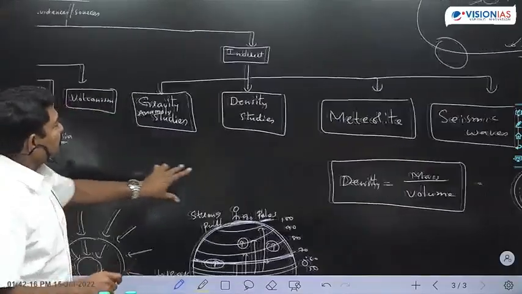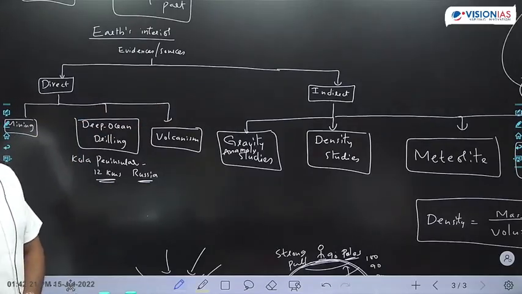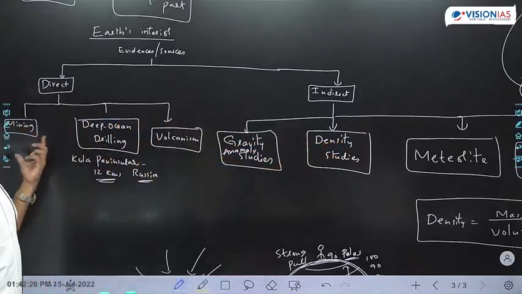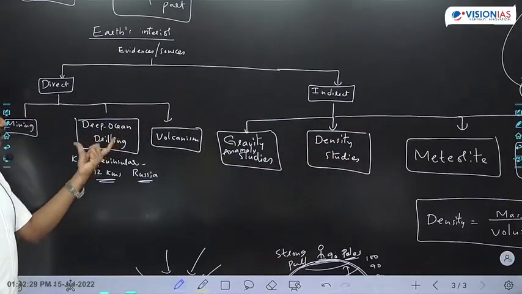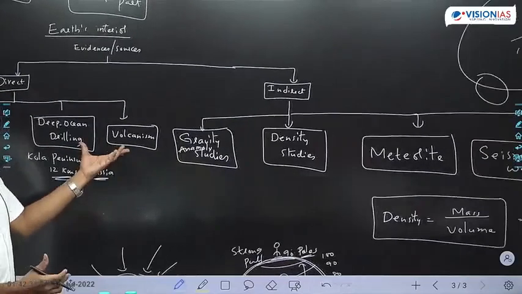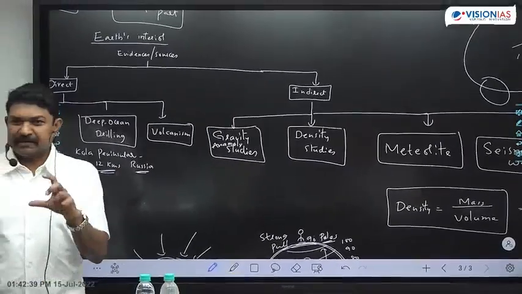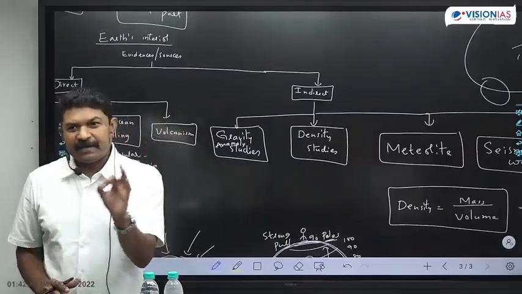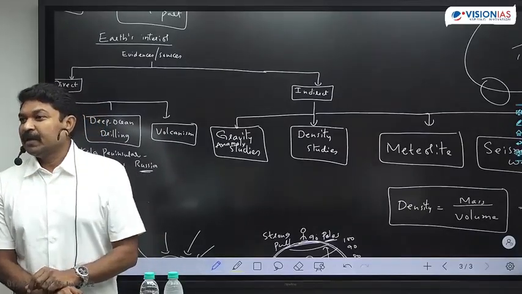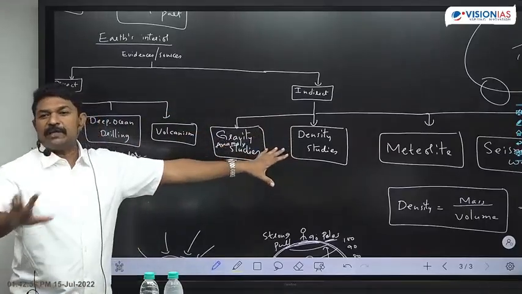Come and draw this flow chart as it is. Evidences are otherwise called sources. There are different types of evidences. One is called direct and one is called indirect. Under the direct, you can write the three: deep ocean drilling, mining and volcanism. No need to explain these, like whenever you drill deep, you can collect rock samples and study them. Just represent them, because you have space and time constraints in your exam. If you just give that, this is the direct source and this the indirect source, that is more than sufficient.